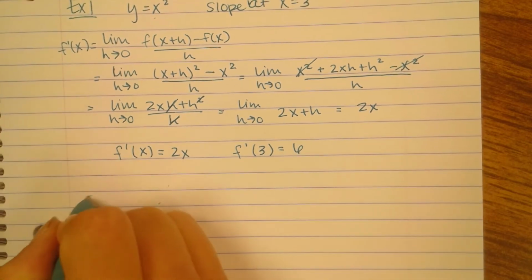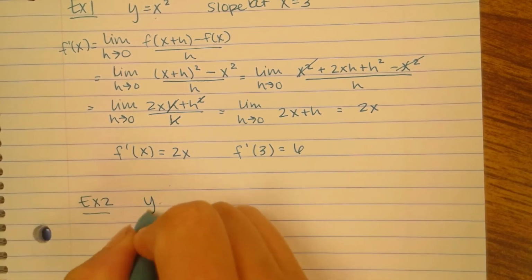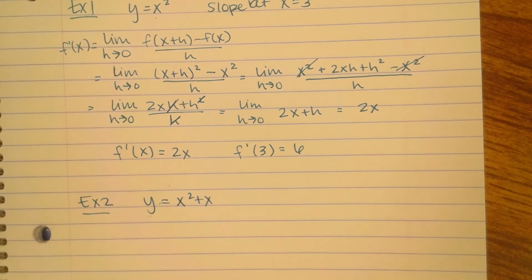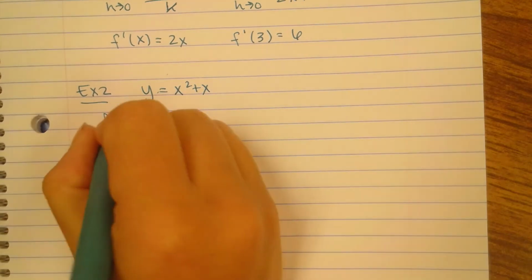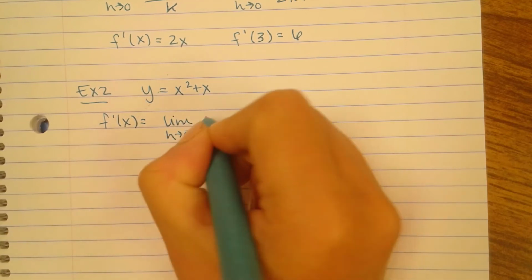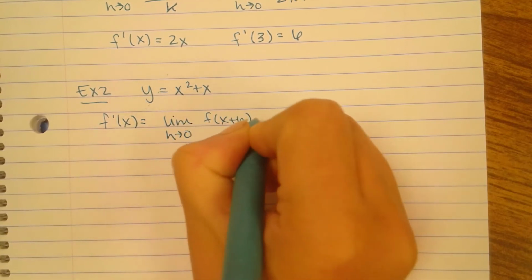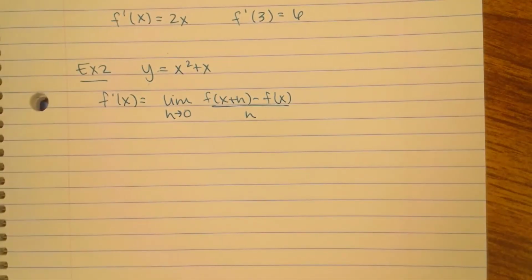Let's do another one. Again, I want you to use the definition of a derivative to find the derivative, and then we'll use that for something else. So let's set up that first. By definition, the derivative is again the limit as h approaches 0 of f of x plus h minus f of x over h.